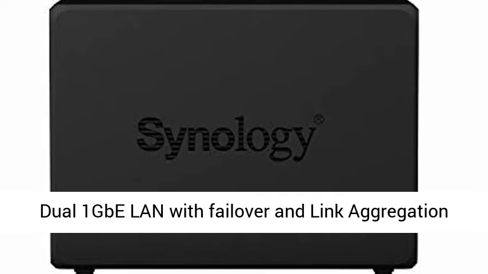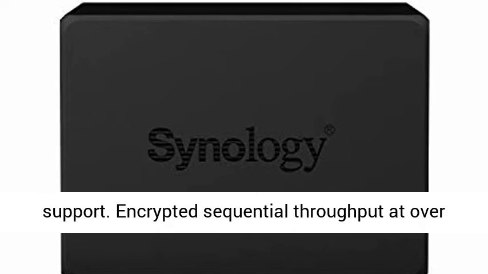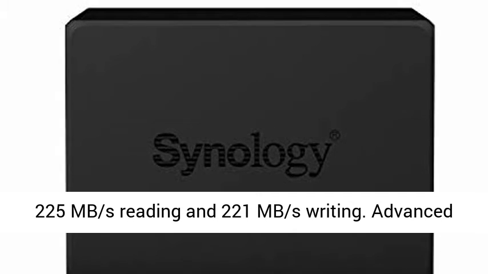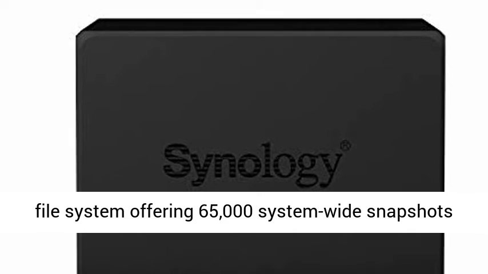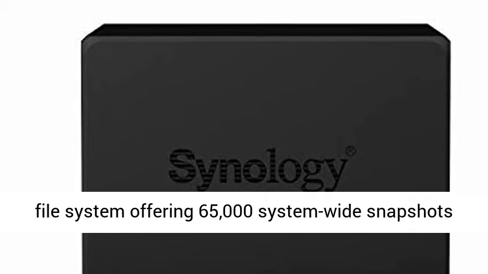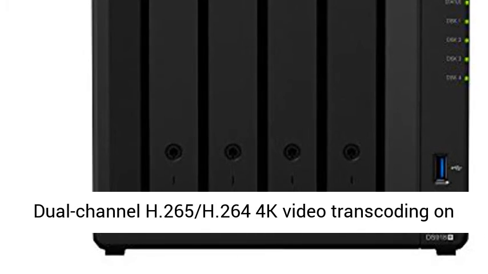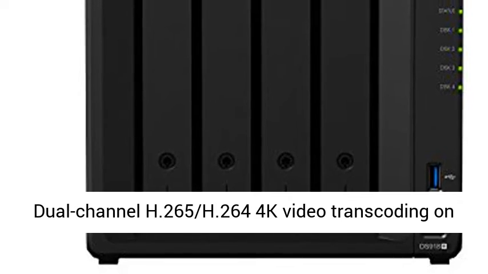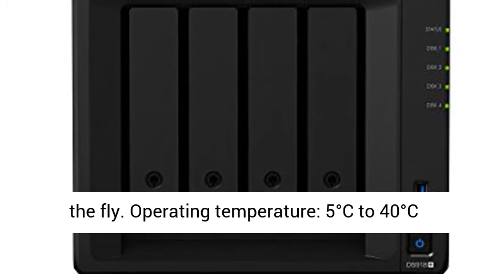Dual 1GB LAN with failover and link aggregation support. Encrypted sequential throughput at over 225 MB per second reading and 221 MB per second writing. Advanced file system offering 65,000 system-wide snapshots and 1,024 snapshots per shared folder. Dual channel H265-H264 4K video transcoding on the fly.